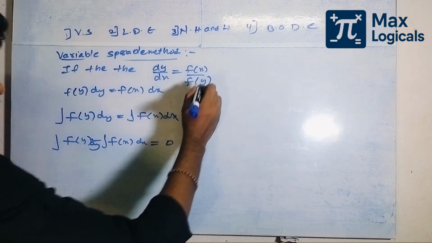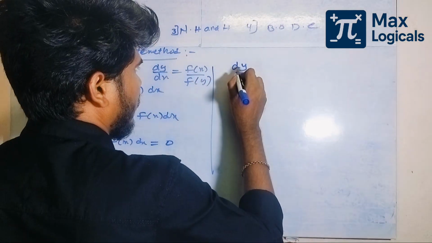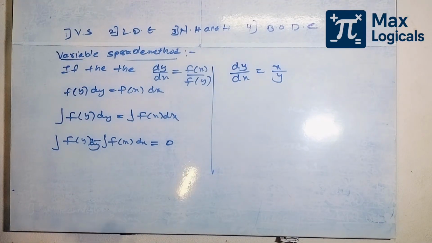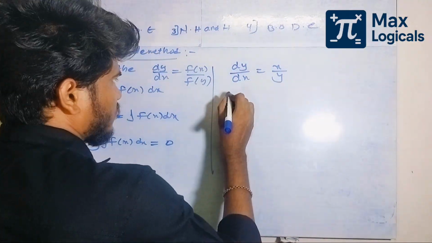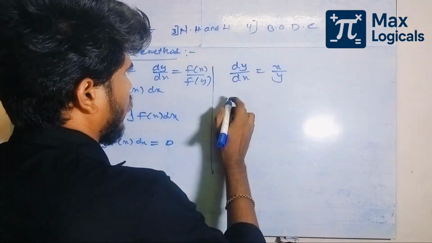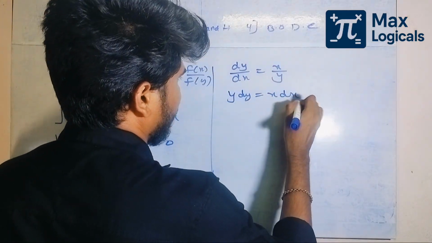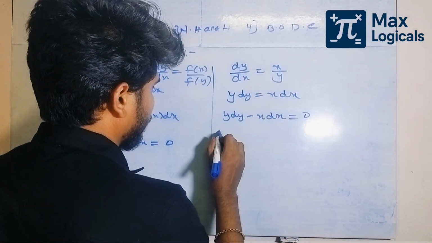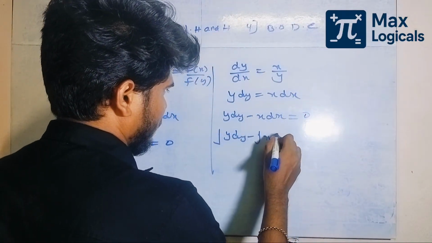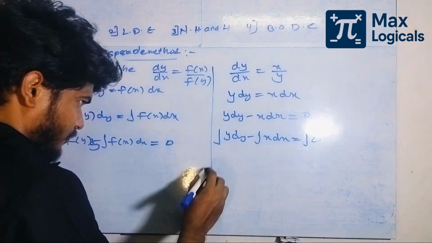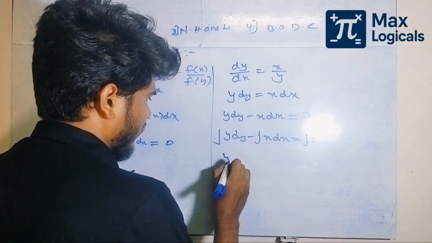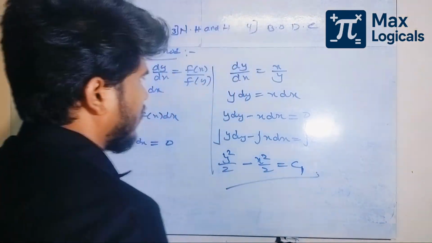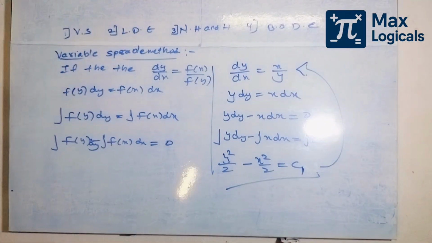Let's take one example, dy by dx equal to x by y. This is my differential equation. To find the solution, y dy equal to x dx, that is y dy minus x dx equal to 0. Integrating on both sides, integral y dy minus integral x dx equal to integral 0. What is the integration of y? y square by 2 minus x square by 2 equal to c. This is the solution of this differential equation.